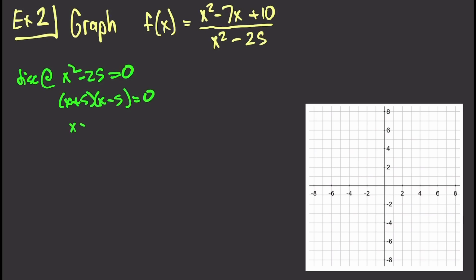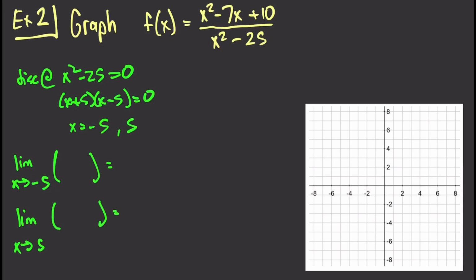All right, so I'm going to have discontinuity at -5 and +5. So now, what do you do once you know where you have discontinuity? You find the limits there. So I'm going to take the limit as x approaches -5, and I'm going to take the limit as x approaches 5. Now, and only now that we've established where it has discontinuity, do we simplify the expression up above.